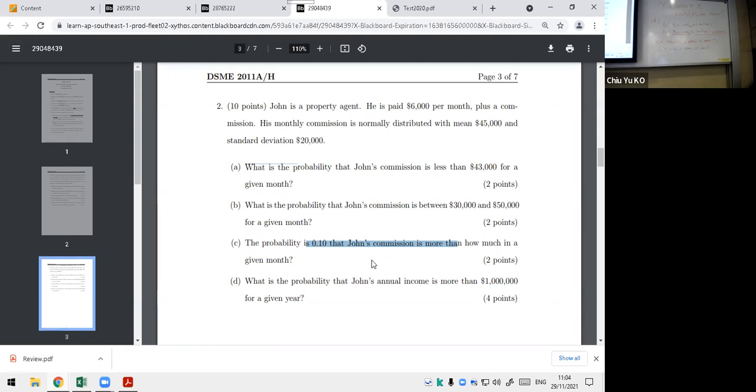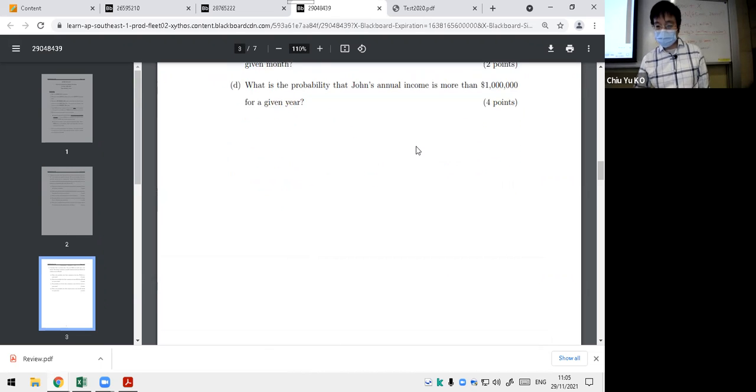You can see the first three parts are simple. The last part is tricky. So you can expect something similar in the exam. There can be one part, may not be the last part, that is tricky, but the rest should be simple. Is there any question? If no, then we go to the next question.